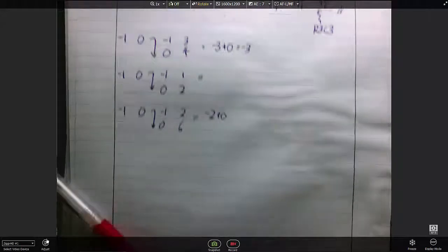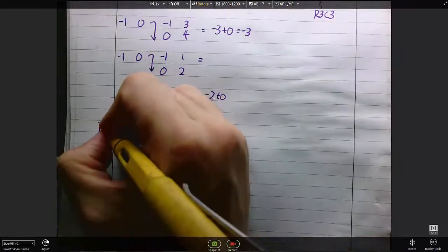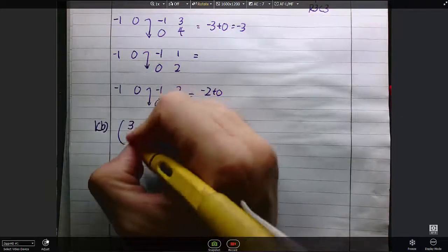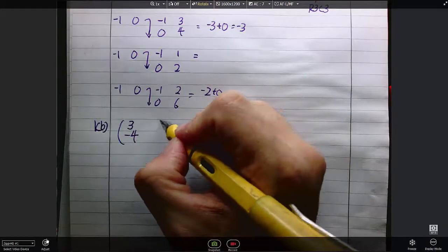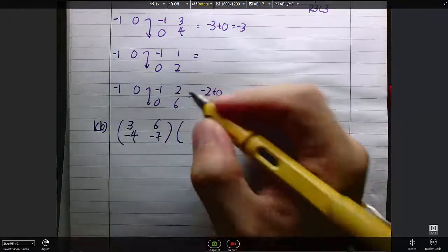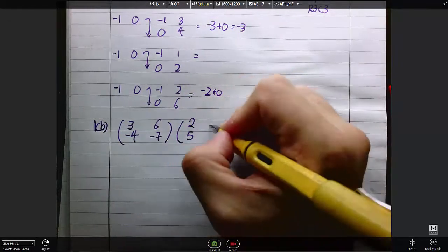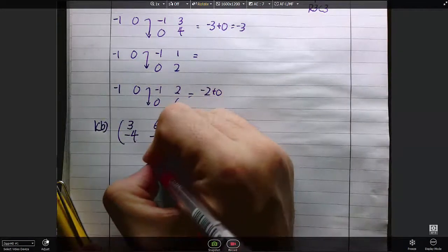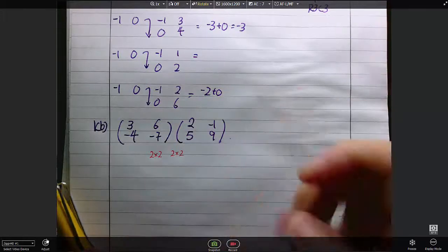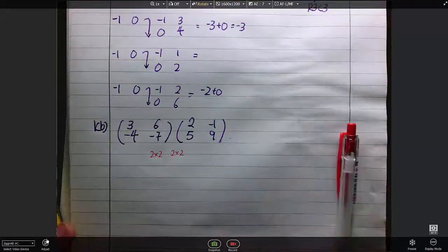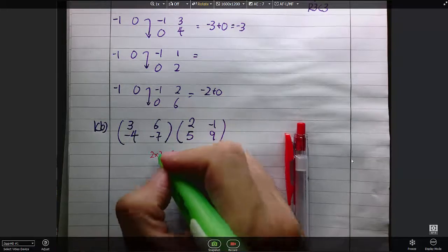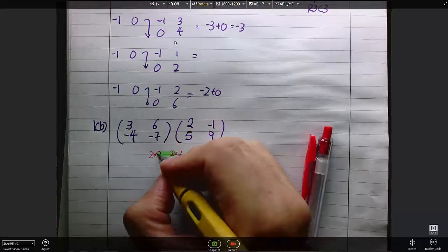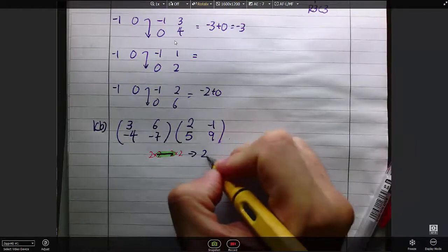Okay, now I'll just quickly explain to you question 1B. I will not even do the run and dive anymore, so I just explain very quickly. 3, -4 multiplied to 2, 5, -1, and 9. Again we check whether it can be multiplied. 2 by 2 matrix, 2 by 2 matrix. Notice that the central numbers 2 and 2 are the same, so we can cancel the 2 and 2. My resultant matrix is a 2 by 2 matrix.